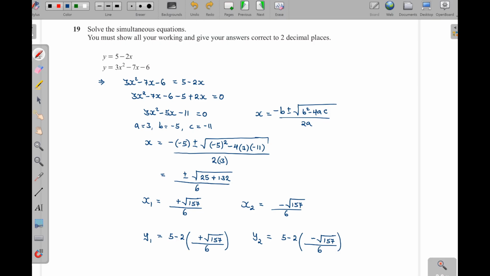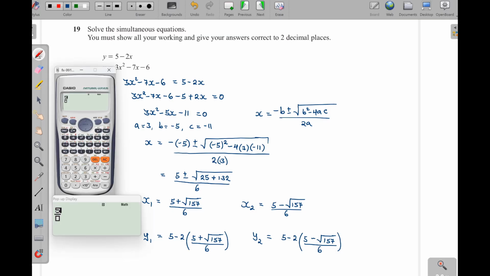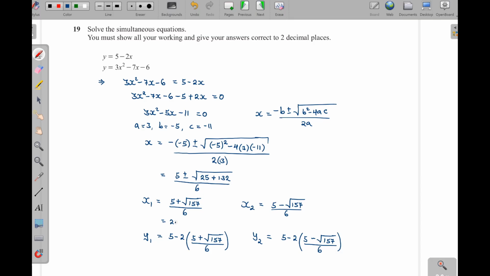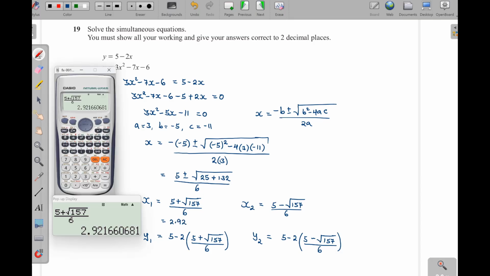Minus of minus 5 gives us what? A positive 5. Okay? Positive 5, then positive 5, then here, and then here. So let's put in the calculator and we get that. 5, then plus the square root of 157, then down we have a 6. Then this one gives us in decimals 2.92. Okay? This one here is 2.92.